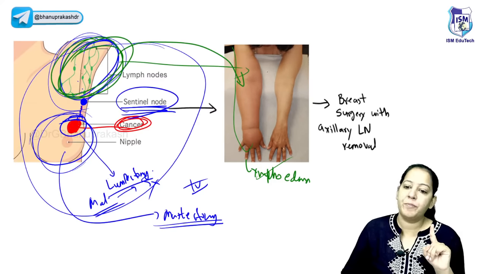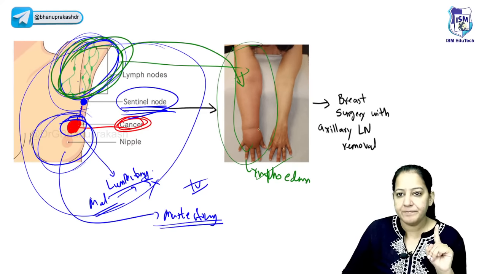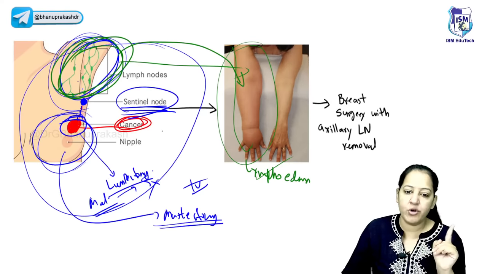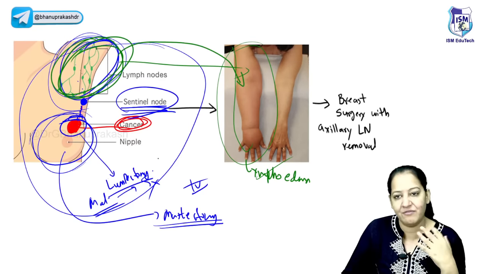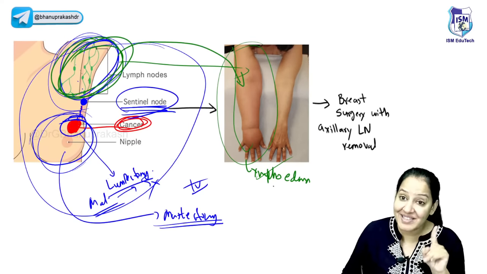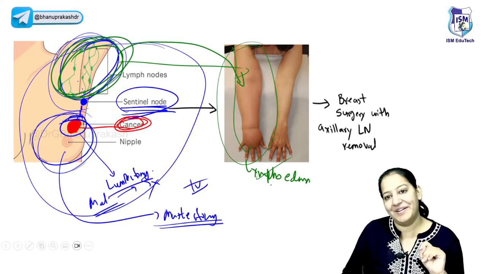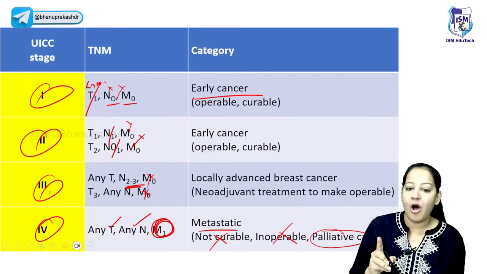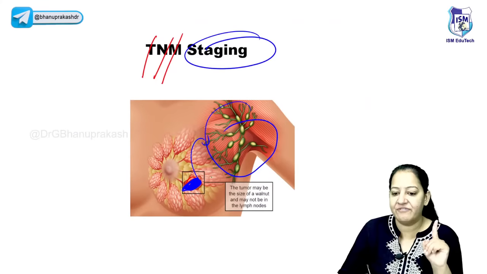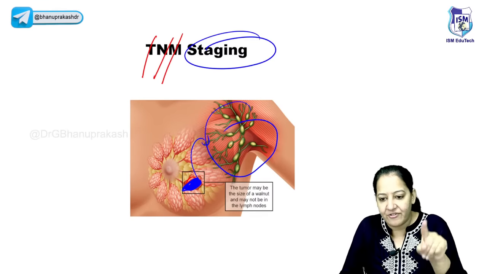So what if I want to prevent lymphoedema in my patient? What if I want to? You will say, ma'am, don't remove the axillary lymph nodes. But if I don't remove them, the person will present with mets. So the first lymph node, the sentinel lymph node, is very important here. During the surgery, intra-op, we can test the first lymph node, the sentinel lymph node.